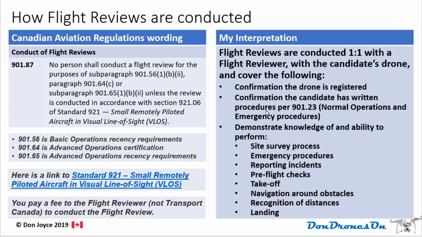So this is perhaps the most interesting piece of all of this, and that is how flight reviews are actually conducted. If you've got your Advanced Operations Pilot exam covered off, now you go for your flight review with one of these flight reviewers. How is it actually conducted? 901.87 says that, but really what it does is point off to Standard 921, and there's a link here to that, by the way. And here's what actually happens at that flight review.